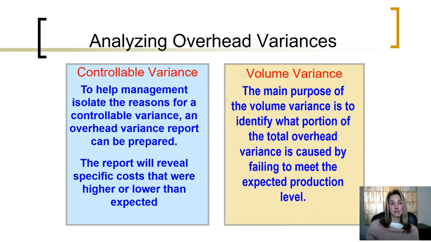Analyzing these variances, to help management isolate the reasons for a controllable variance, an overhead variance report can be prepared. This report will reveal where specific costs were higher or lower than expected. For a volume variance, the main purpose is to identify what portion of the total overhead variance is caused by failing to meet the expected production level.